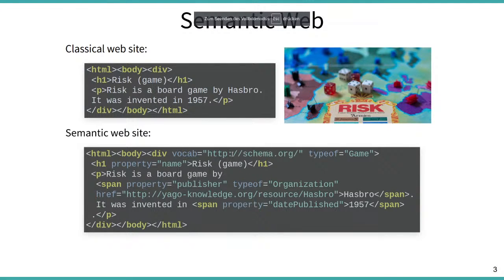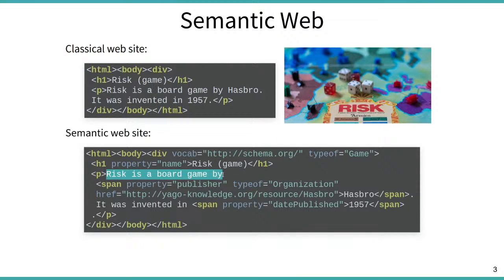So what is it about? First of all, we use the schema.org ontology. And what we define within this div is type of a game. Property name we write here. Here we just used a human readable heading information. Now we say this heading stands for the name of the game. And then we write text.